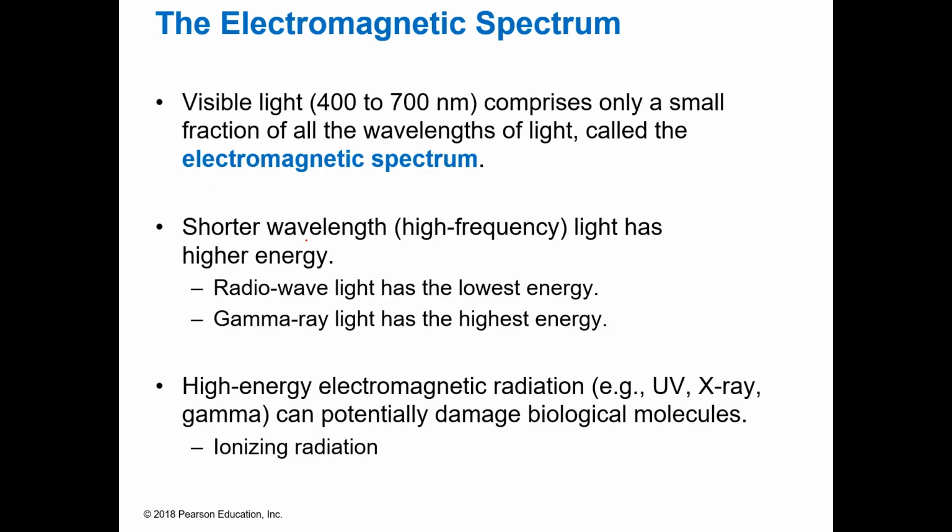Okay, visible light falls between 400 to 700 nanometers. So it's a very small part of the electromagnetic spectrum. Shorter wavelength, higher frequency light has higher energy. Just a recap of what we just said. Radio waves have the lowest energy. Gamma ray light has the highest energy. The higher the energy, the higher the damage that can be caused to an individual. So if we look at terms of biological molecules, you don't want to be anywhere near where there's gamma rays.